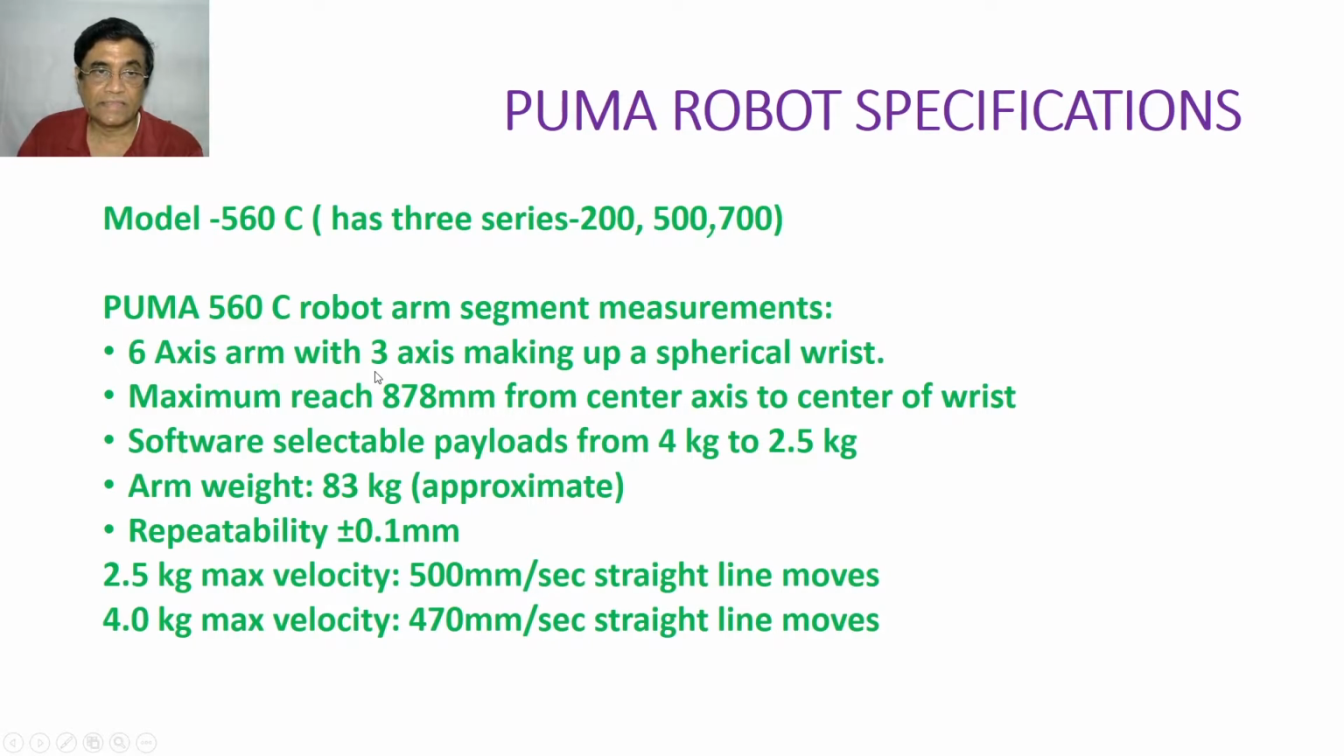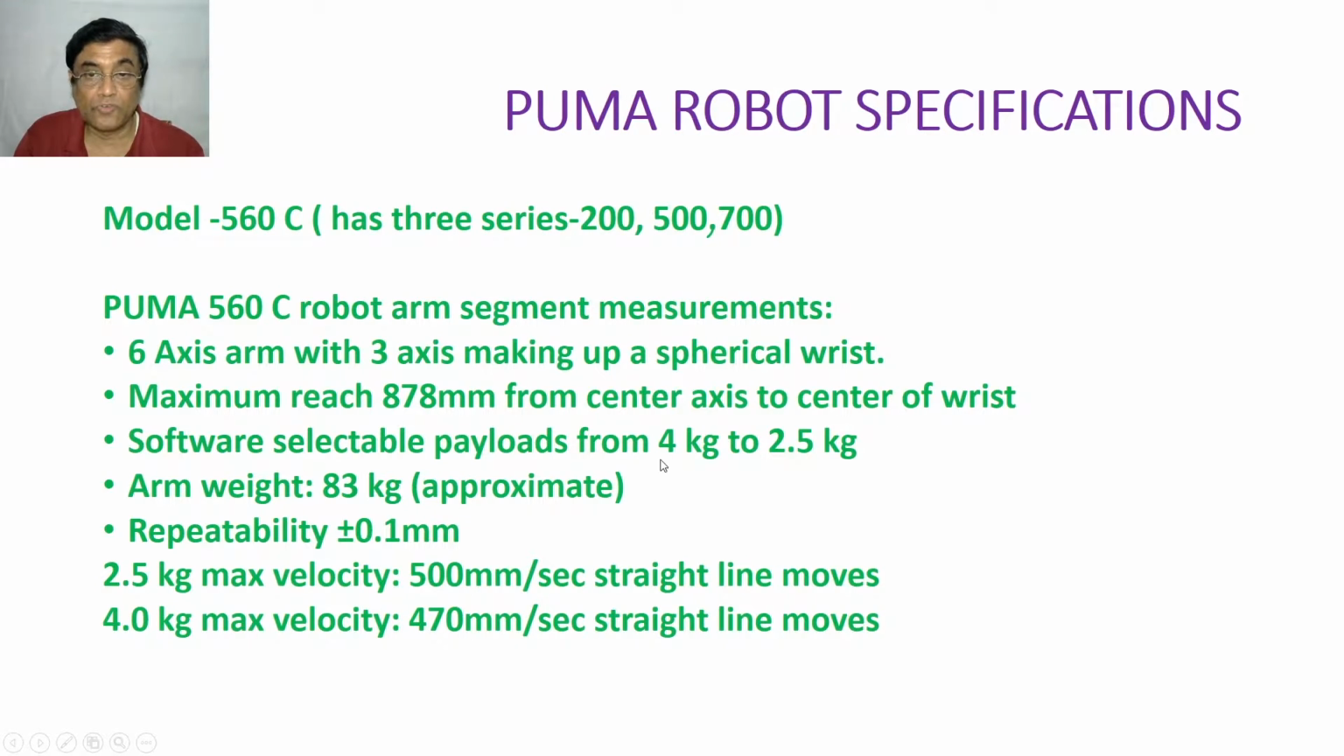Okay, it has a 6-axis arm, an articulated robot with 3 axes making up a spherical wrist, because following Piper's recommendation, we wanted the equations, especially the dynamic equation and kinematic equation, to be simpler, and a closed form kinematic solution to be guaranteed. To have that, it has this specification, and the maximum reach is 878 millimeter from the center of the axis to the center of the wrist. Okay.